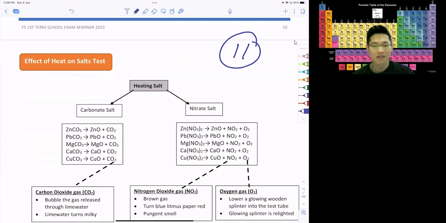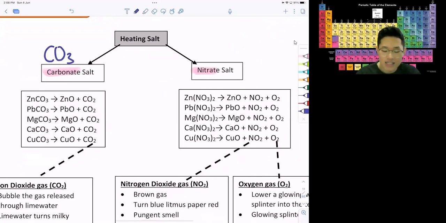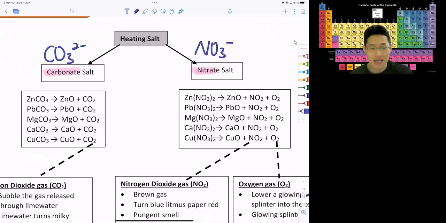Okay, on page 11, we have heating of salt. After this, we can do questions already. We have carbonate and nitrate salt. Carbonate salt means salt that contains carbonate ion, CO3 2 negative. Nitrate salt is the one that comes with NO3 minus. One is CO3, another is NO3.